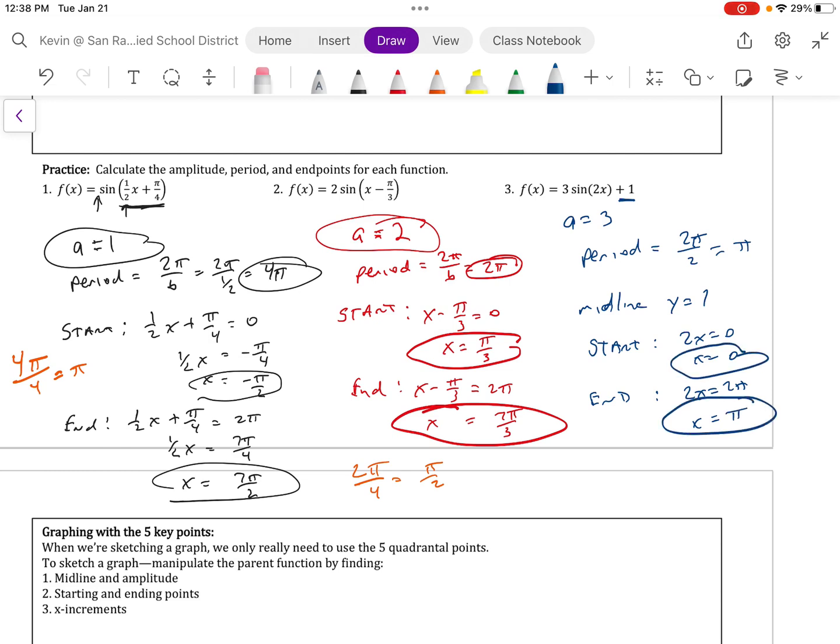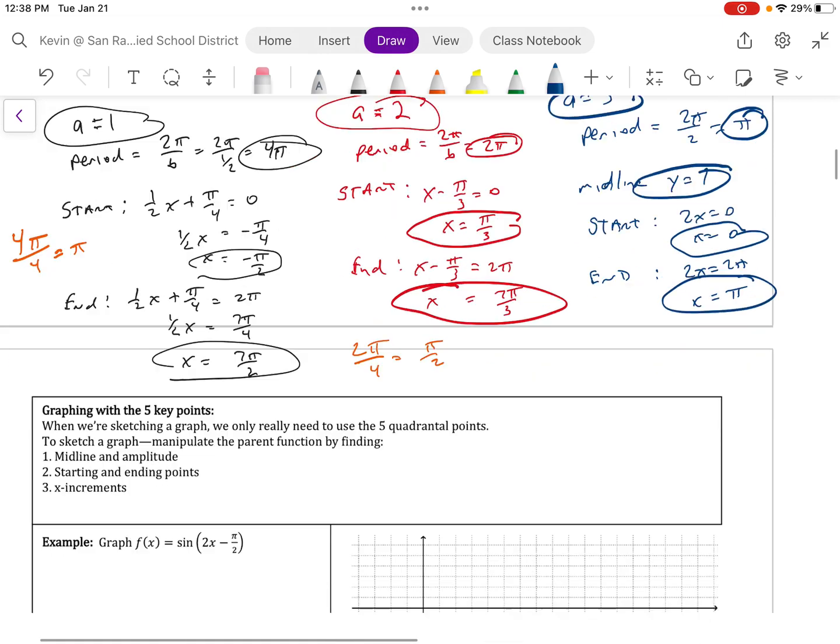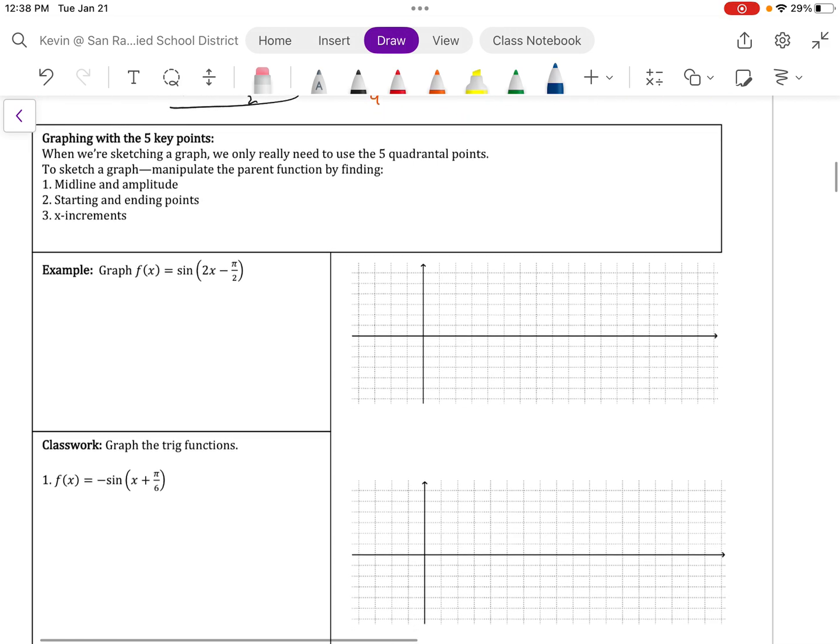All right, so those are the start and end points. It didn't ask for the midline, but that's our midline, that's our period, and that's our amplitude. All right, let's keep going.